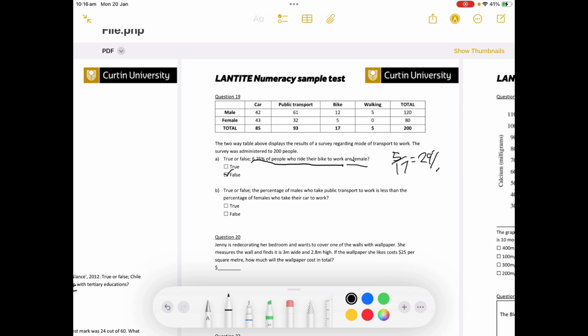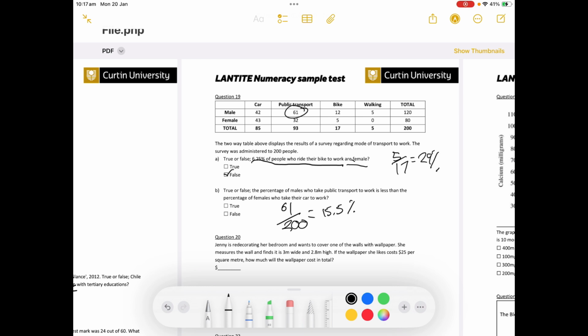True or false, the percentage of males who take public transport to work is less than the percentage of females who take their car to work. Let's have a look at what percentage of males take public transport to work. I'm assuming this is asking me as a total. So males, public transport to work. That's here. I have 61 males that take public transport to work, and we have 200 people in total, so as a percentage, this is going to be 15.5%.